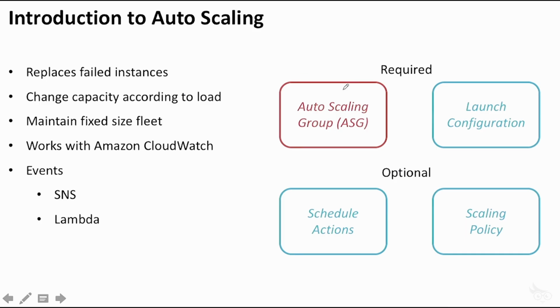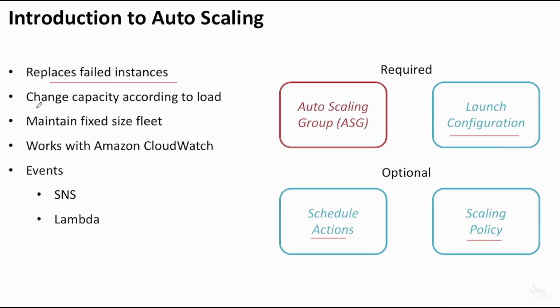Now, in order to create an autoscaling group, two things are required. We're going to have what we call the autoscaling group itself, and then a launch configuration. Some things that are optional would be scheduled actions and scaling policies, and we'll talk about the details of these things coming up. The autoscaling service can replace failed instances.